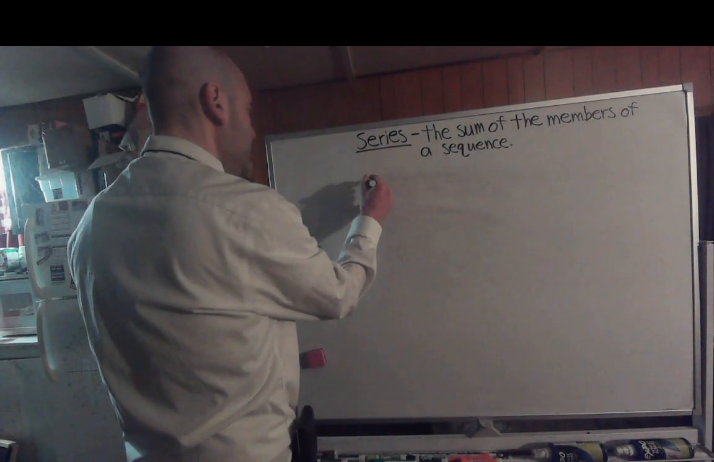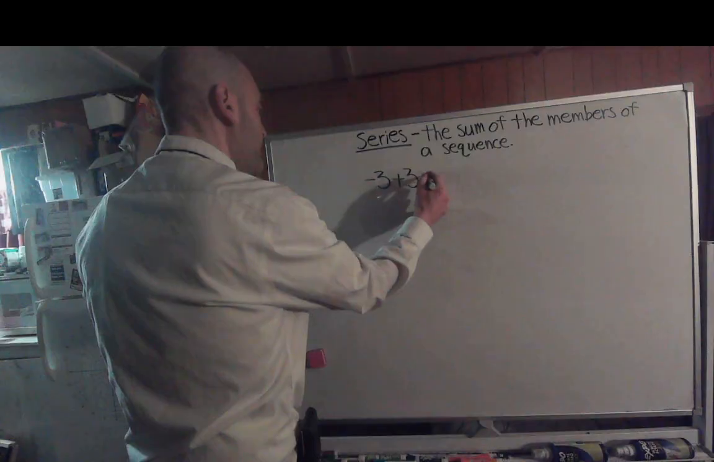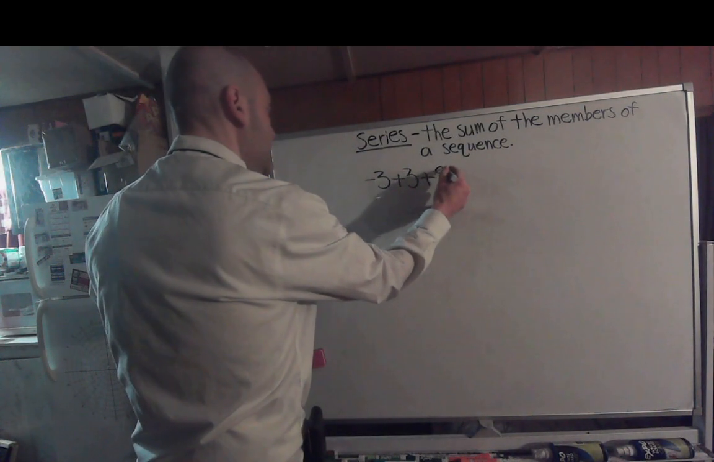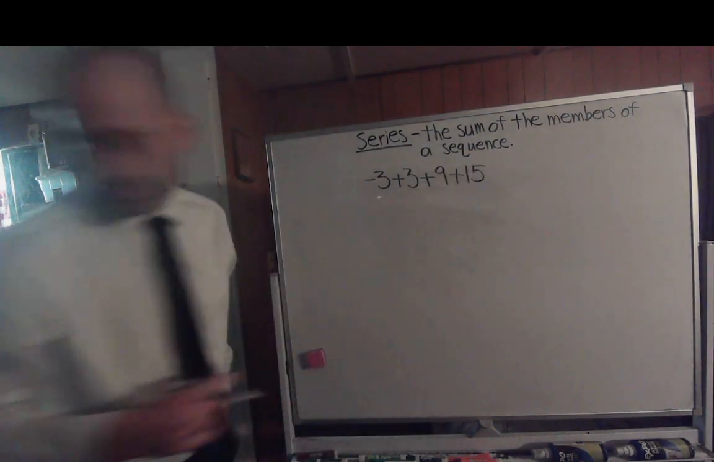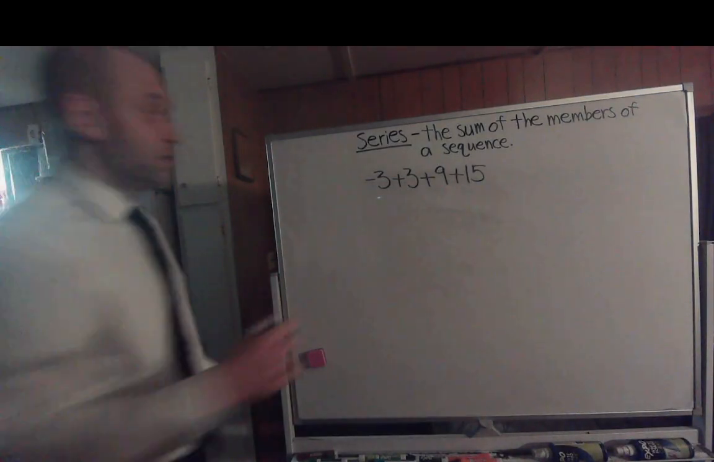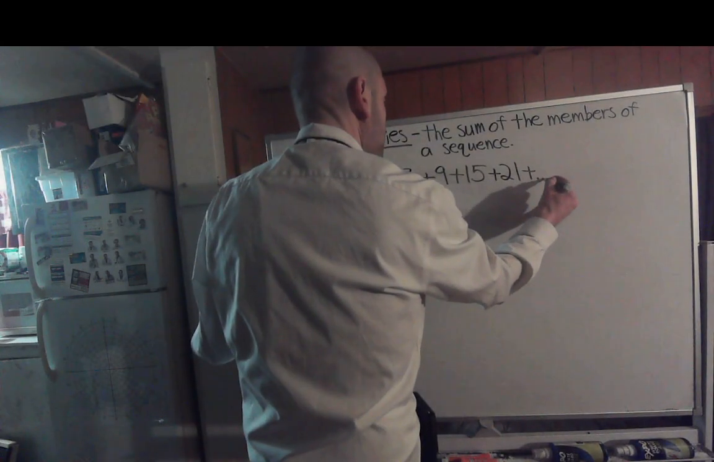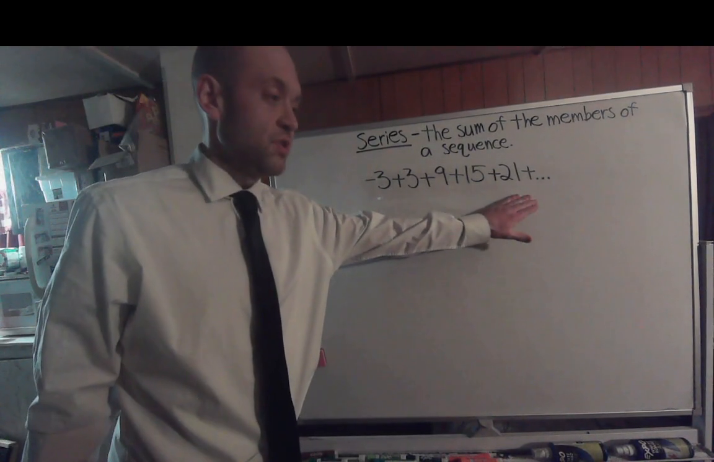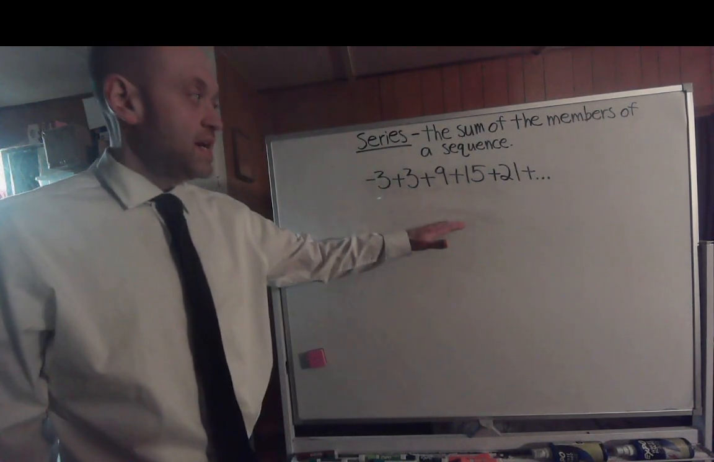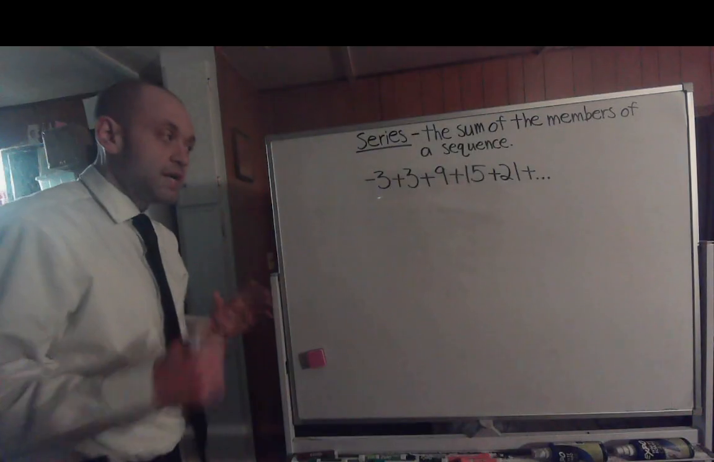So let's say here we have negative 3 plus 3 plus 9 plus 15 plus 21 plus ... So unlike before, where we just had 5 terms, this time it keeps on going and going infinitely. There is still a way to express this.